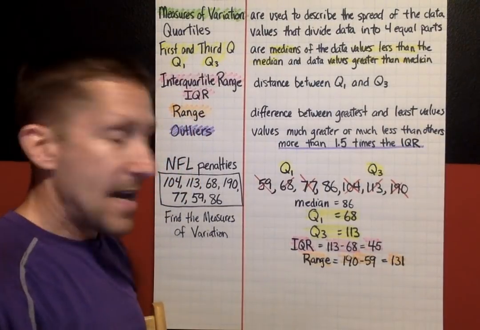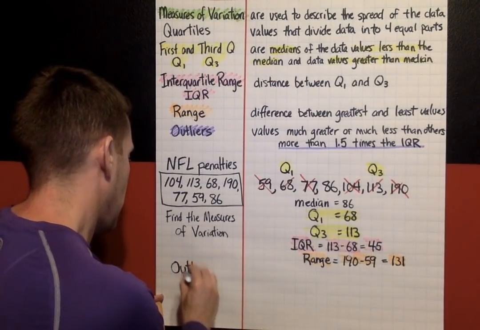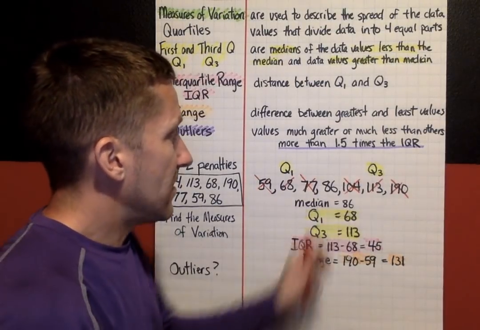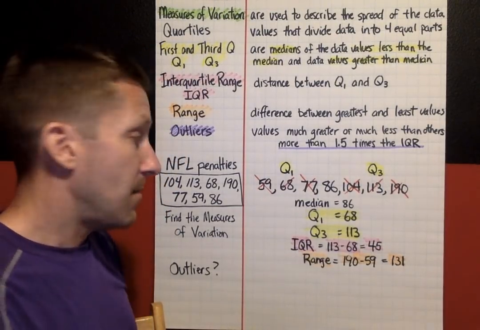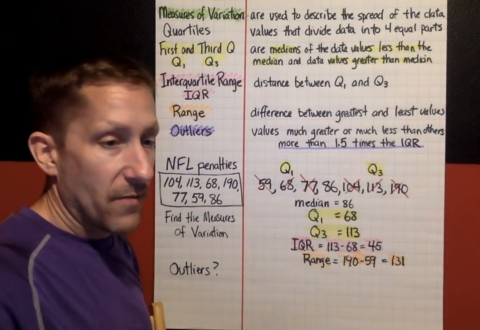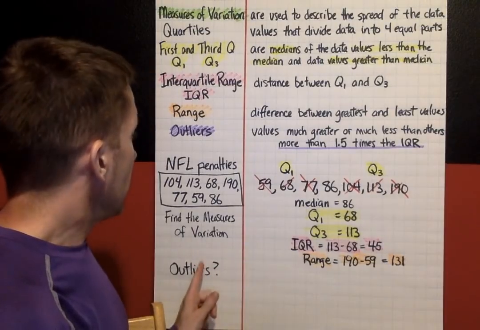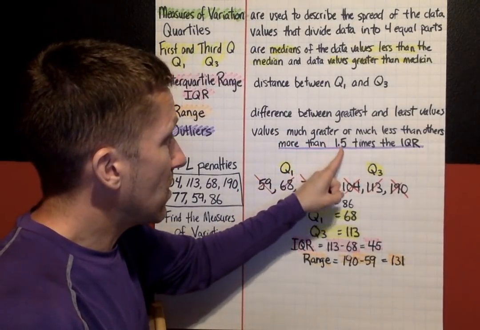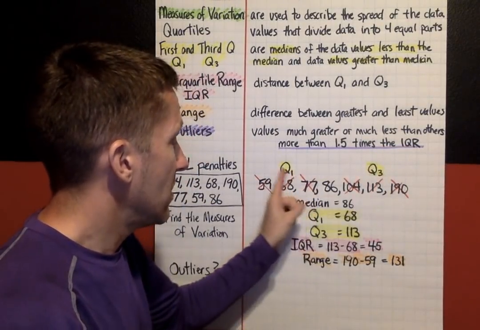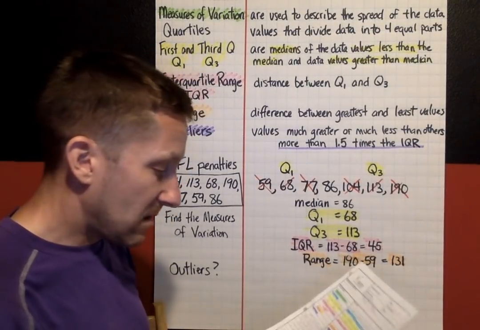Okay, last thing we're going to look at: are there any outliers in this data? Outliers, question mark. Are any values way far apart from the other data values? Do we have a really high value apart from others or really low value apart from others? So just a reminder, for it to be an outlier, it has to be more than 1.5 times the IQR away from either Q1 or Q3. So I know that sounds like a lot. Here's what it looks like.